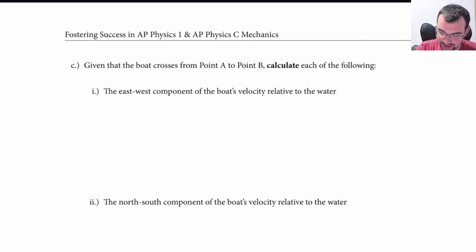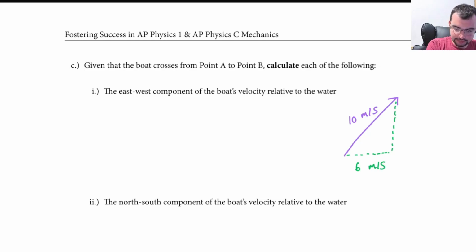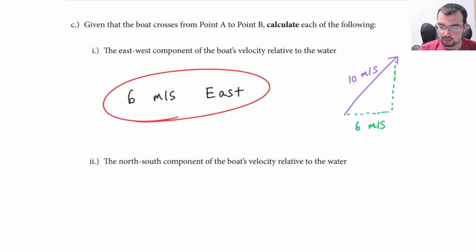Well, we just determined that to cross the river, the boat definitely needs to cancel the river's velocity. So we know that the boat can only output 10 meters per second. And we also know that the boat must go 6 meters per second east to cancel the river. So we know that this must be the eastward component. And what's the north-south component?